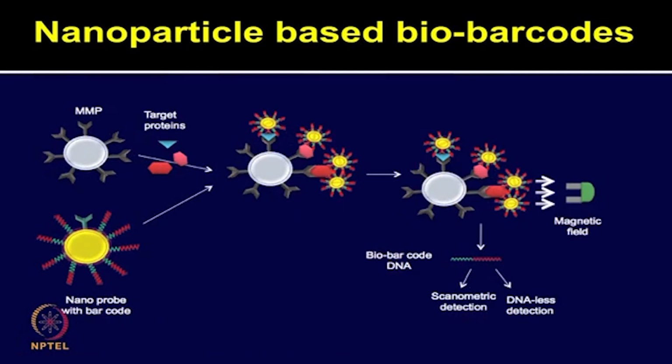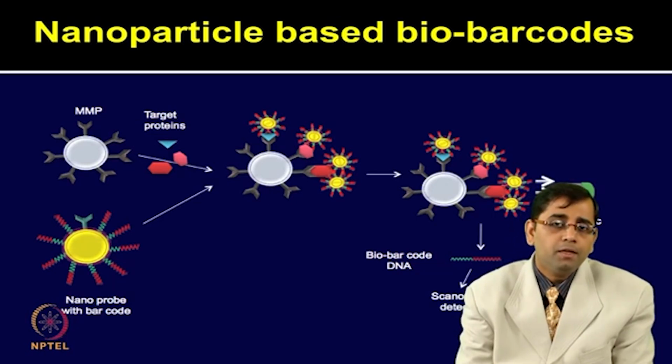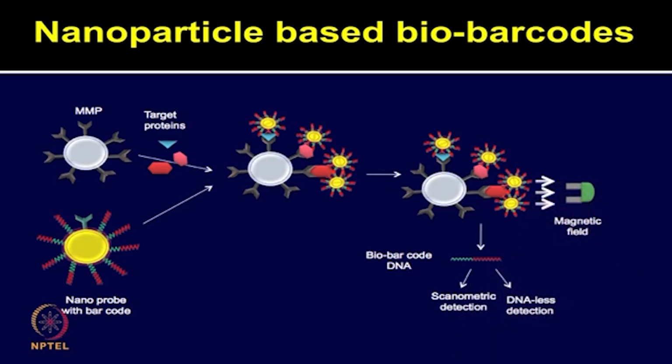We will now talk about biobarcodes. The nanoparticle probes encoded with DNA unique to the protein of interest and suitable antibodies capture the magnetic microparticle probes, known as MMPs, having antibodies for the target analytes, thereby sandwiching the target proteins, which is shown in this slide. These are magnetically separated, and the oligonucleotides are dehybridized and then sequenced to identify the protein of interest.